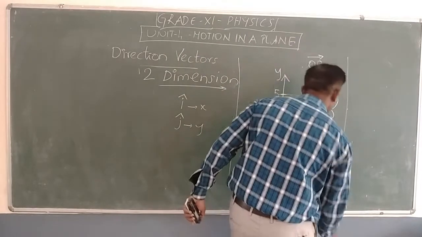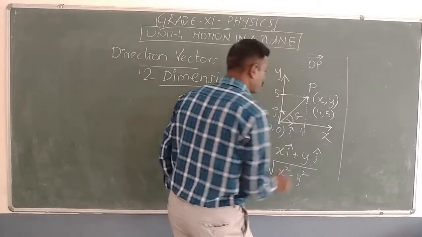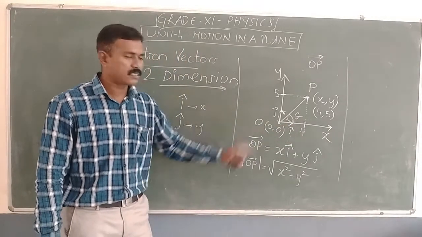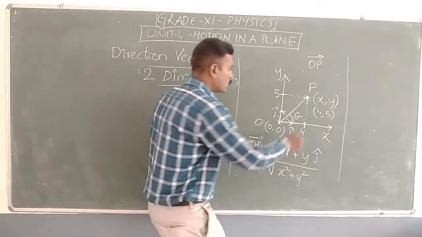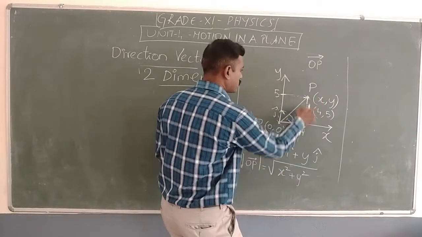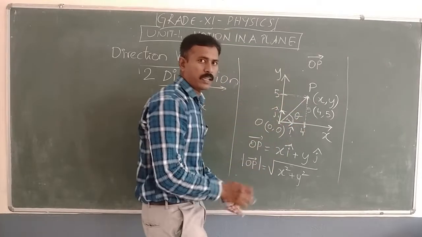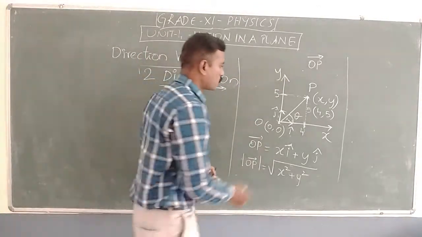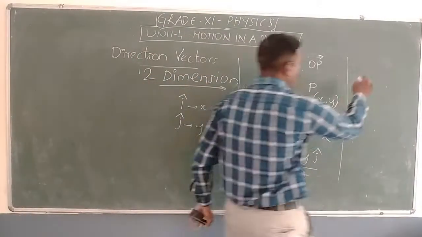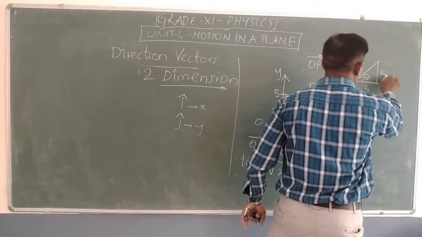Then the third one is, if the position vector OP makes an angle theta with the x-axis, I want to find the angle theta. So what is the value of this line? This is 5, because it is parallel to the y side, the same length is there. So this is 5 and this is 4. I will draw the triangle separately. This is a right angle triangle. This is theta, this is 4 and this is 5.